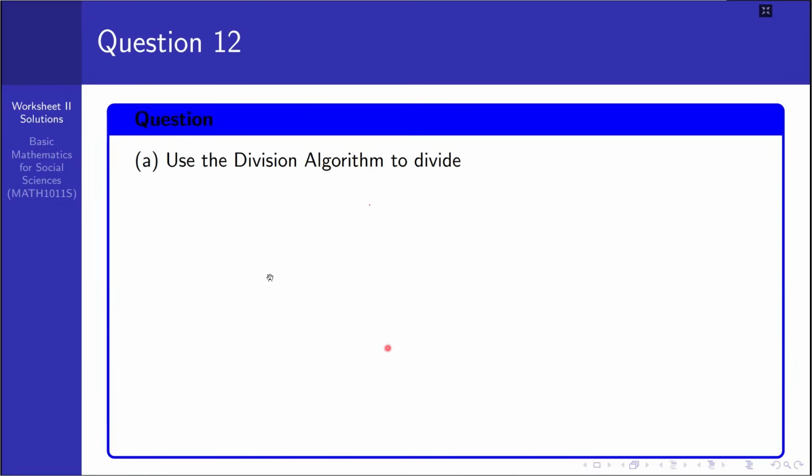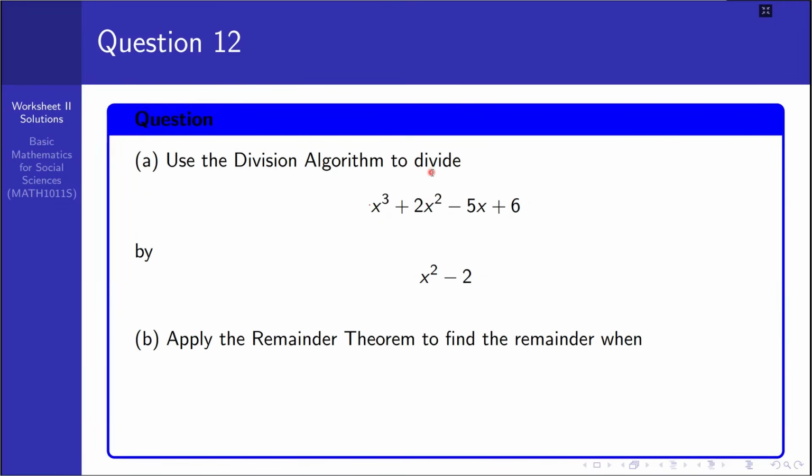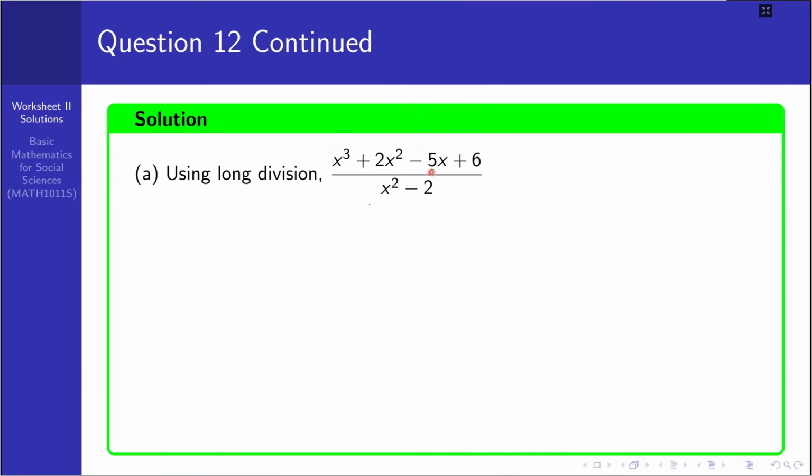Next, use the division algorithm to divide x cubed plus 2x squared minus 5x plus 6 by x squared minus 2. The second one is to apply the remainder theorem to find the remainder when f of x equal to 2x cubed minus 3x squared plus 4x minus 5 is divided by the linear polynomial x minus 1. So let us start from the first one.